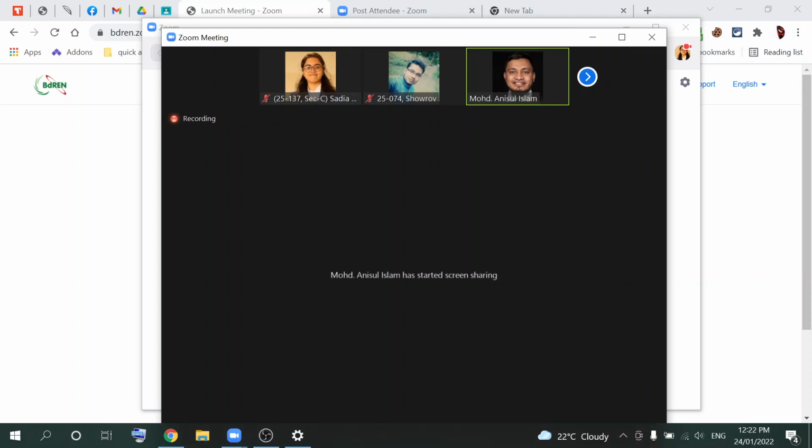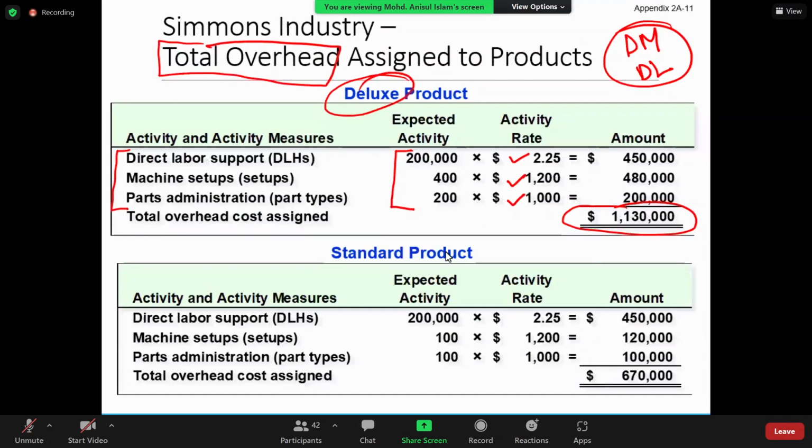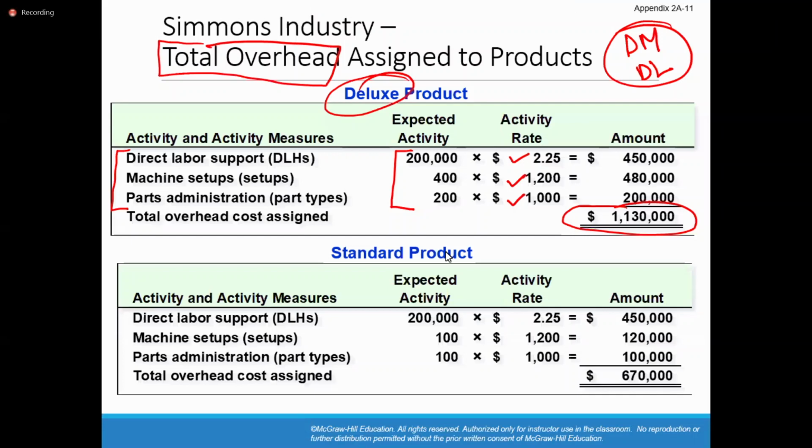1.1 million amount of overhead expenses to be incurred for deluxe product. And for the standard product, in the solution, 6-7 million overhead expenses.